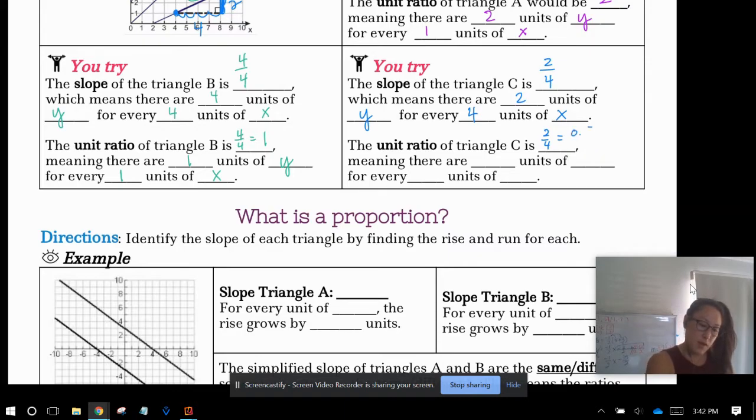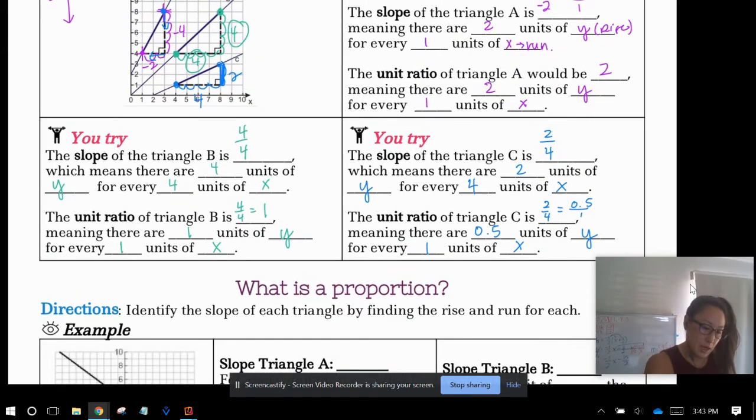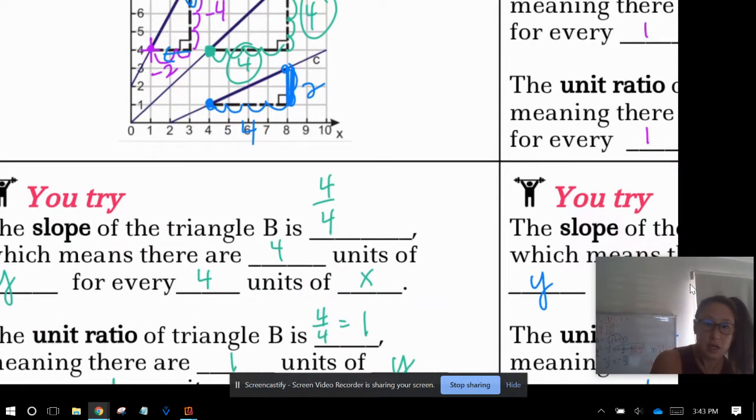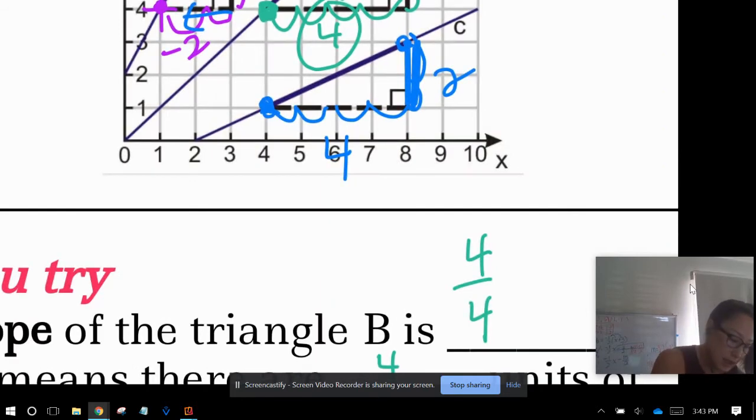So 0.5 over 1, which means that for every 0.5 unit, so half a unit of y, I move 1 unit of x. So let's go check out what that looks like. If I made smaller slope triangles on line C, I'm going to move over 1 unit of x. And I said if I move over 1 unit of x, I should move up half a unit of y. Ta-da! We're still on the line.